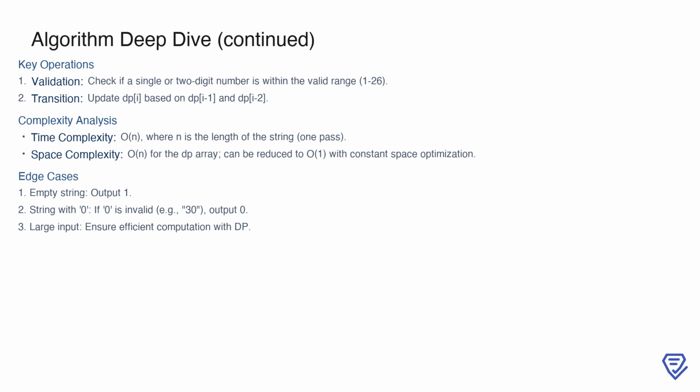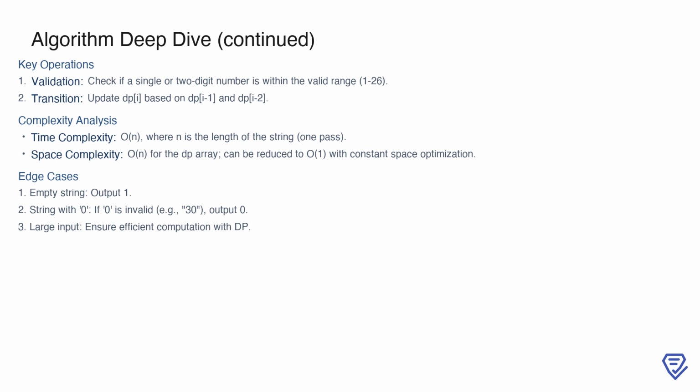The time complexity of this approach is O(n), as we make a single pass through the string. The space complexity is O(n) due to the DP array, though it can be reduced to O(1) by using only two variables to store the last two states.